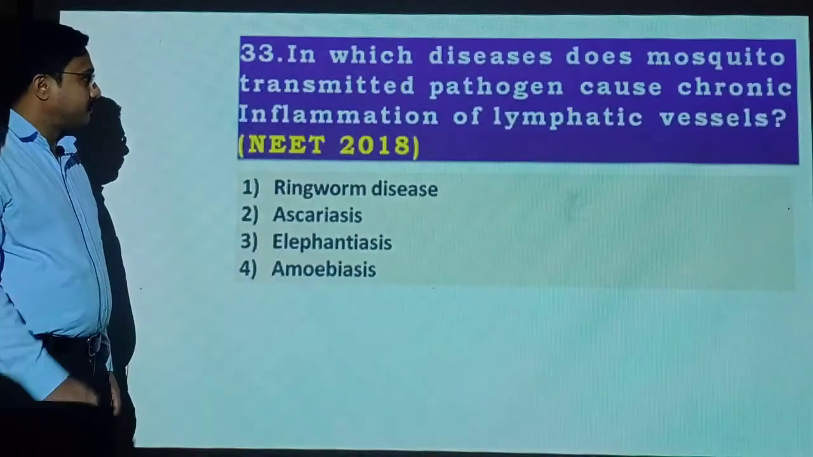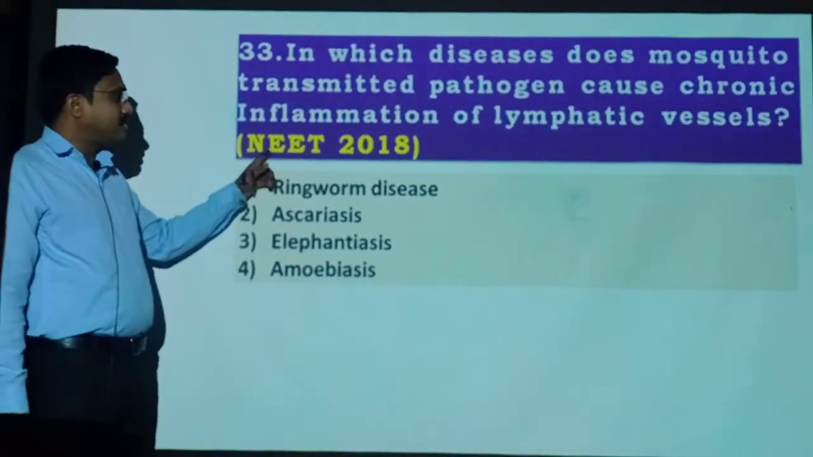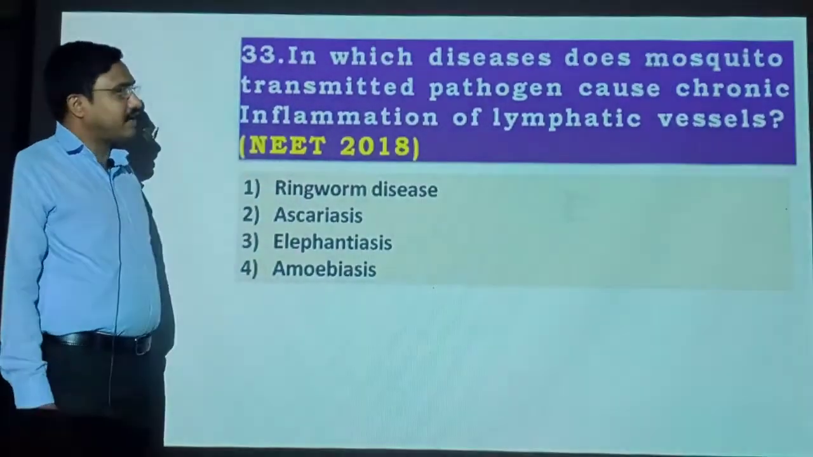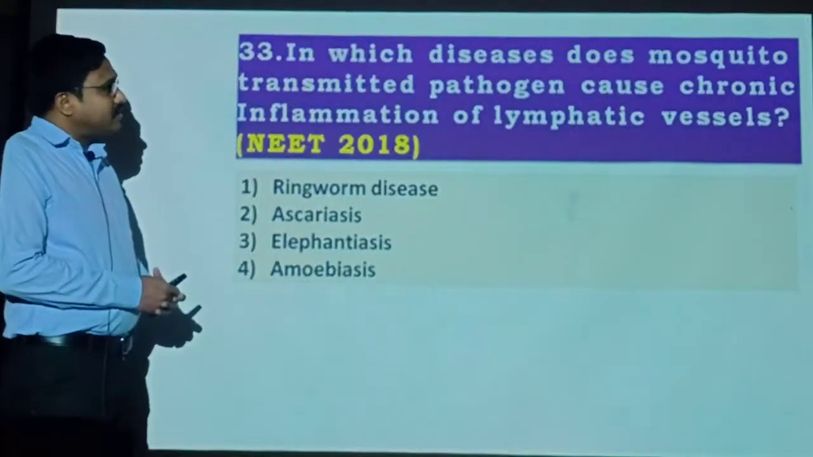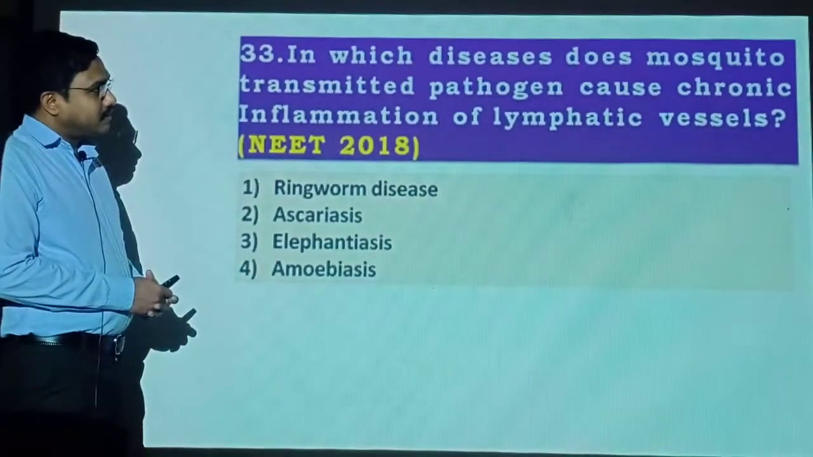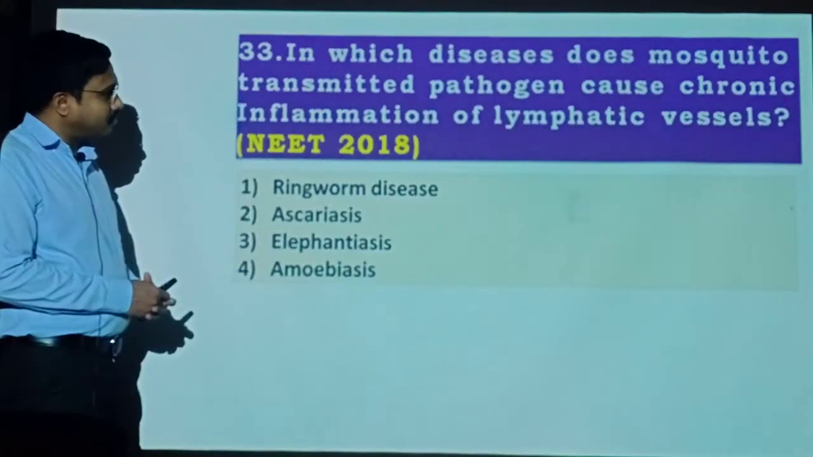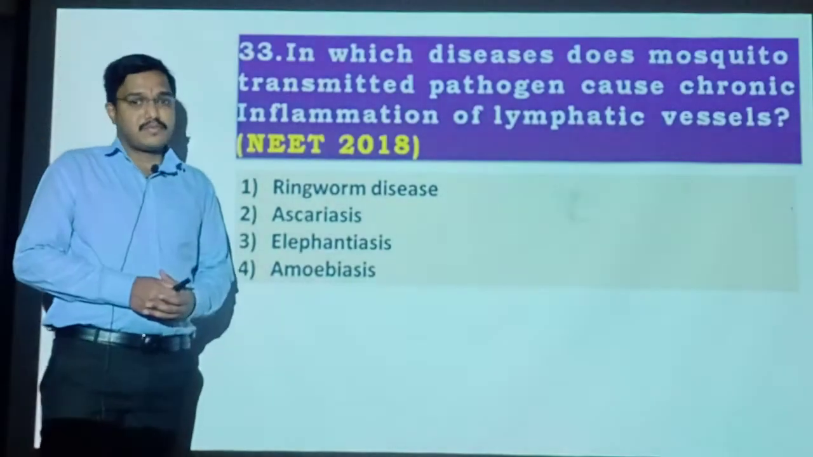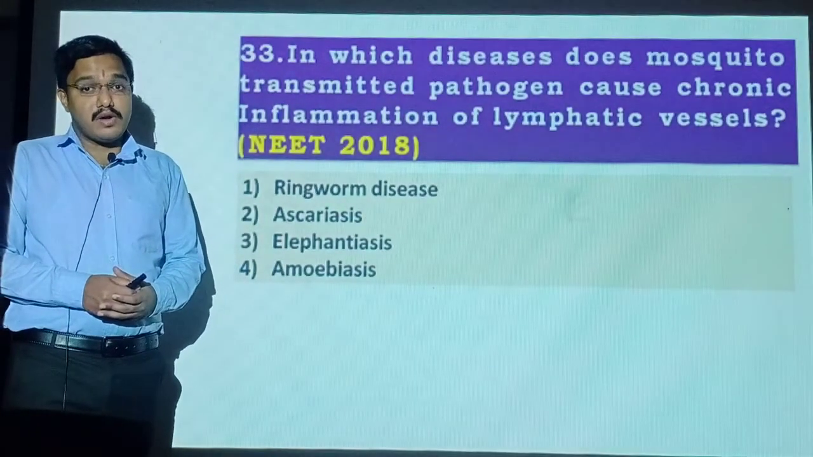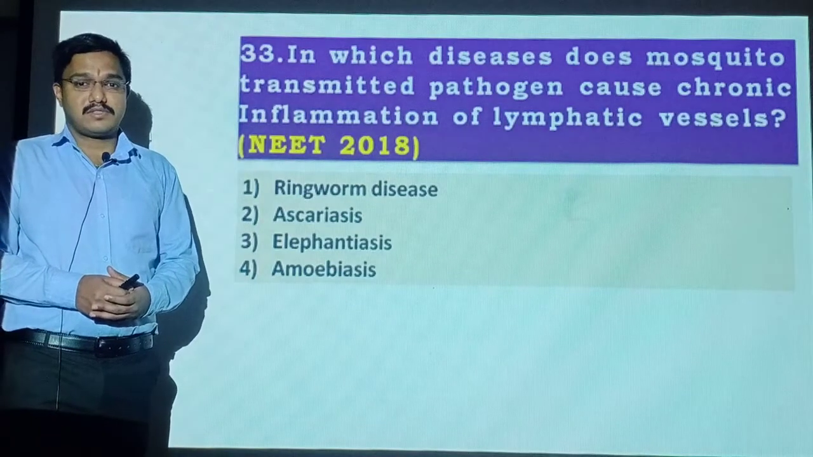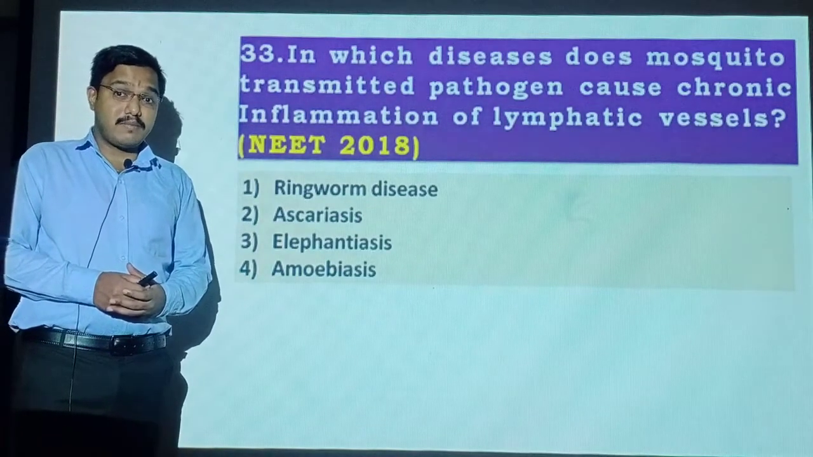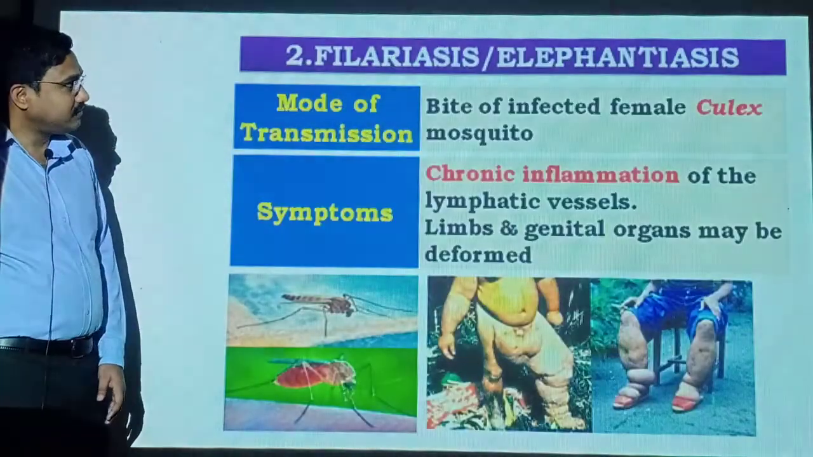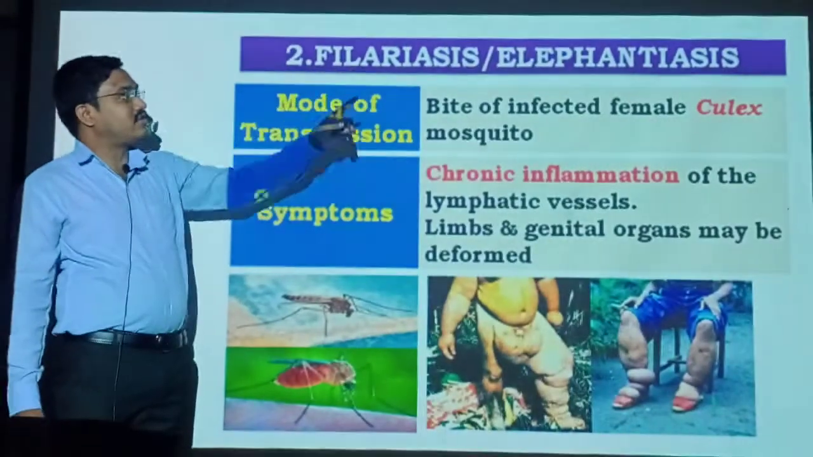Okay, next question. See the next question. This question is asked in NEET 2018 paper. In which disease does mosquito transmitted pathogen cause chronic inflammation of lymphatic vessels? Chronic inflammation of the lymphatic vessels is the symptom of, see this slide, that is a symptom of filariasis.